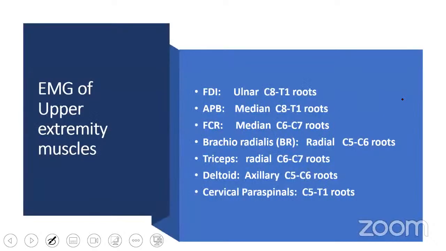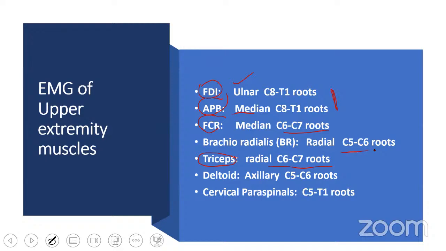So if you want to plan for EMG of the upper extremity, you say first dorsal interosseous, which is supplied by the ulnar nerve and C8-T1 roots. Abductor pollicis brevis is supplied by the median nerve, but it also has C8-T1. So same root, but different nerves. Flexor carpi radialis, which is C6, C7 root, is a median nerve supply. And C6, C7 triceps is also there, which is radial nerve. That is same root, different nerve, that is median and radial.